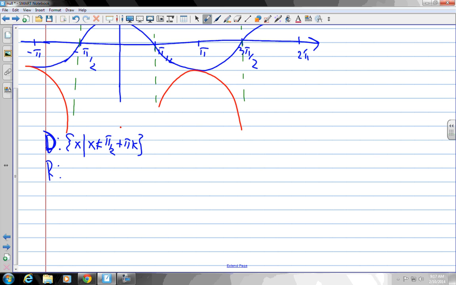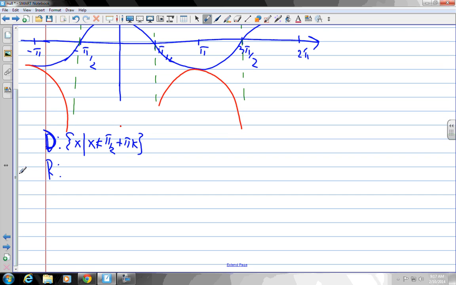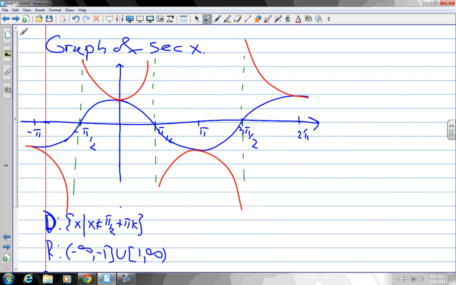Now, what is the range? Range is the same as cosecant, from negative infinity to negative 1, including negative 1, union from 1 to infinity. And the period is 2 pi. Okay? So these are the basic 6 trig functions and their graphs. So now we're going to have fun with them.